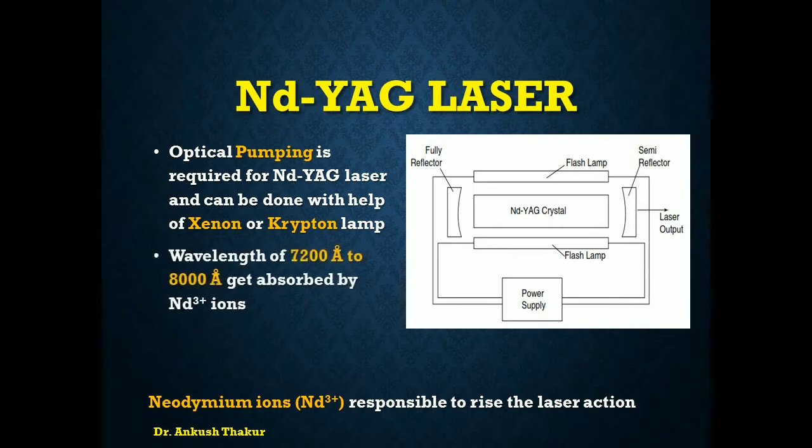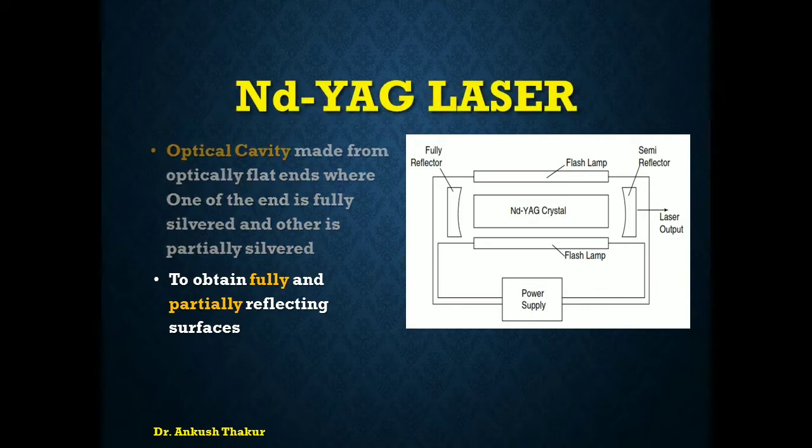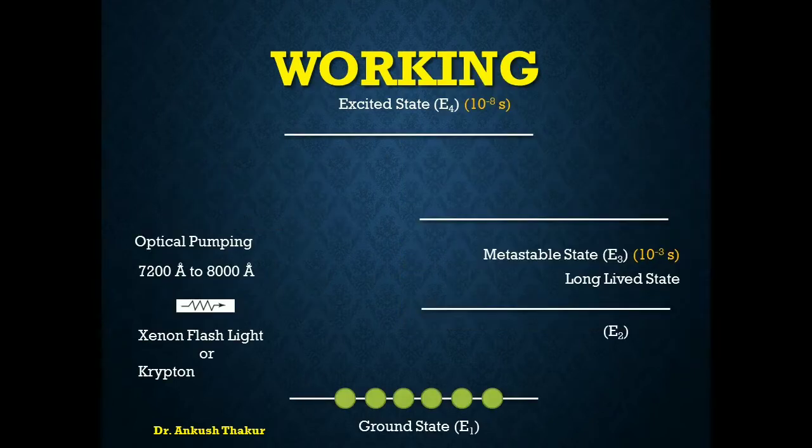Output is generally taken from the partially reflecting mirror. A wavelength of 7200 angstrom to 8000 angstrom is generally produced by the flash lamp and absorbed by the neodymium ion when the flash is on. As we have already discussed, the optical cavity is the most essential part of any laser.